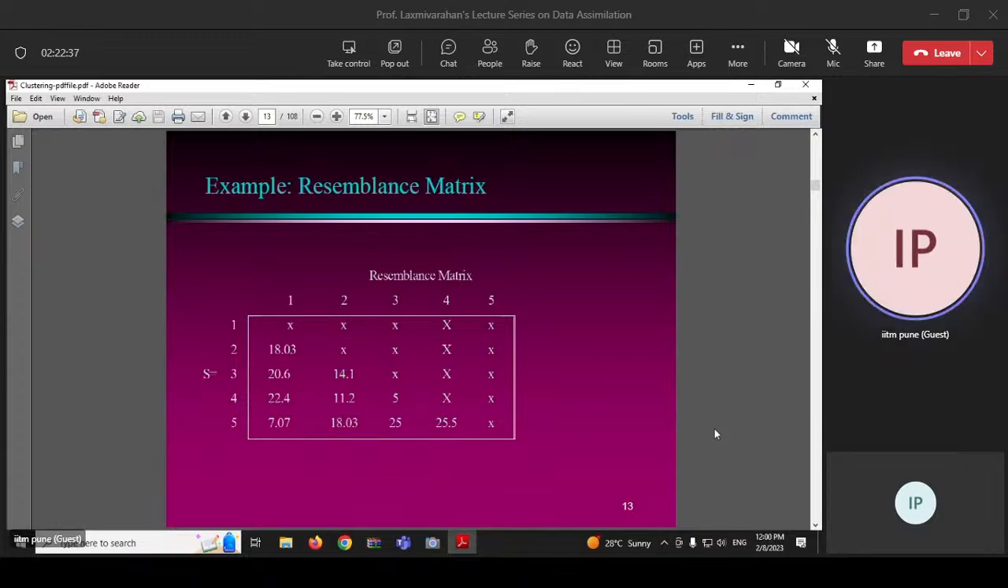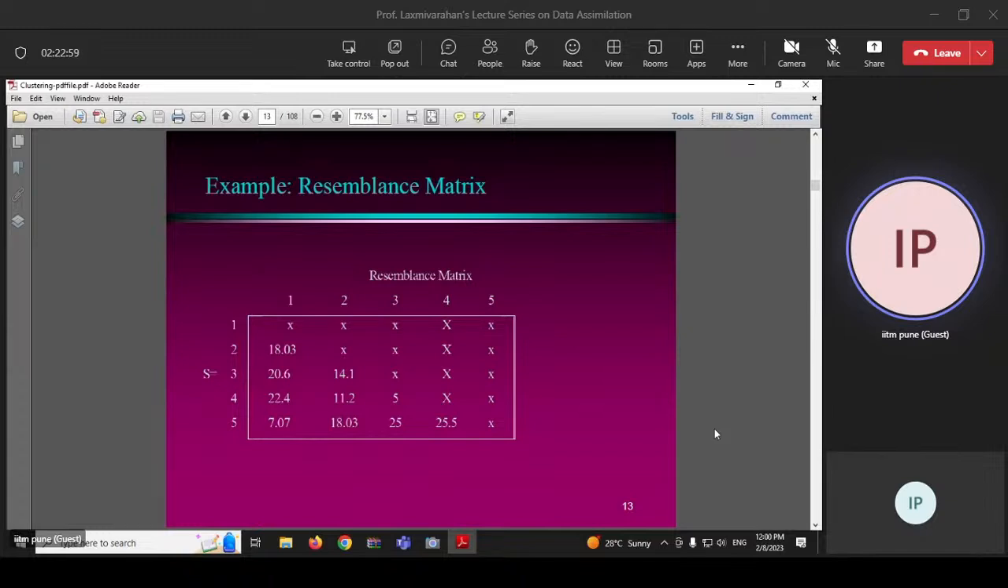5C2, the number of combinations of 2 taken out of 5. That is 5 times 4 divided by 1 times 2, 10. Are you with me, please? So 4, 3, 2, 1, that is 10. So there are 10 pairwise distances I need to compute. I computed them in here.